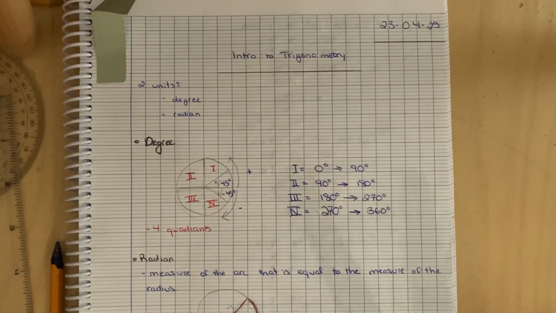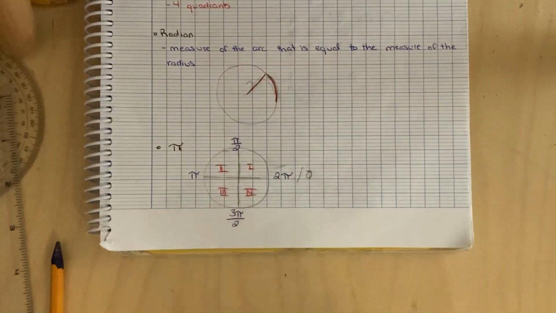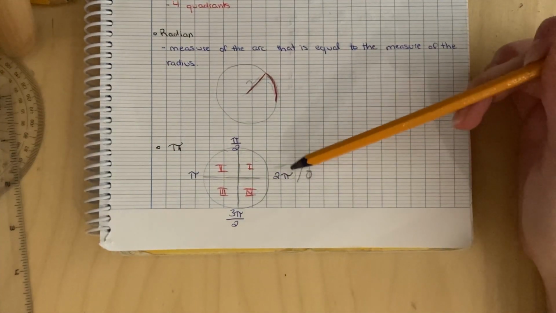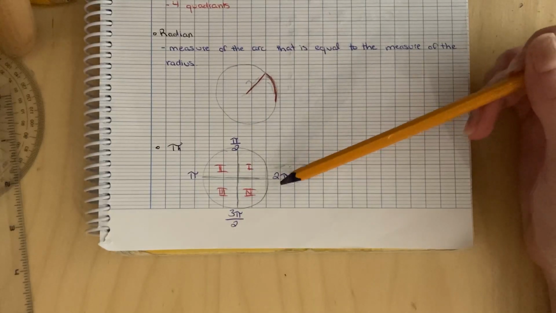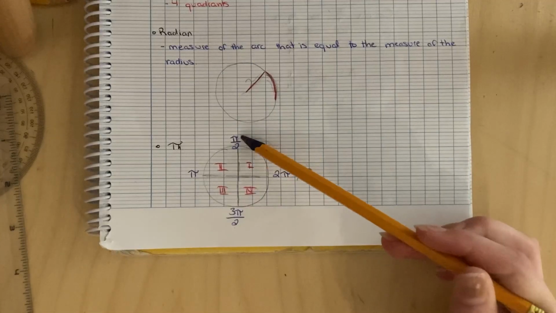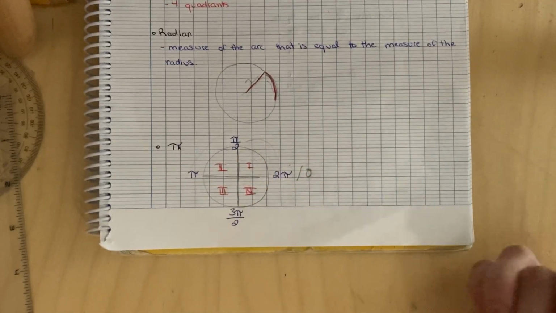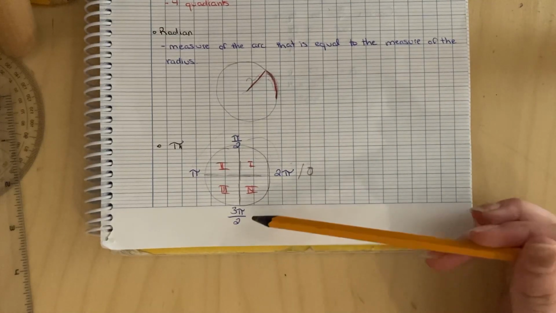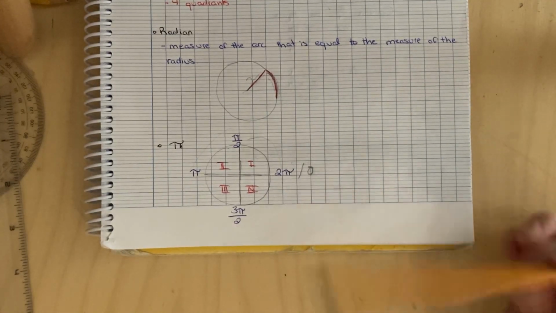Now, there's another way of splitting up these quadrants, and that is by pi. The first quadrant is from 2 pi, or 0, to pi over 2. The second quadrant goes from pi over 2 to pi. The third quadrant is from pi to 3 pi over 2. And the fourth quadrant is from 3 pi over 2 to 2 pi, or back to 0.